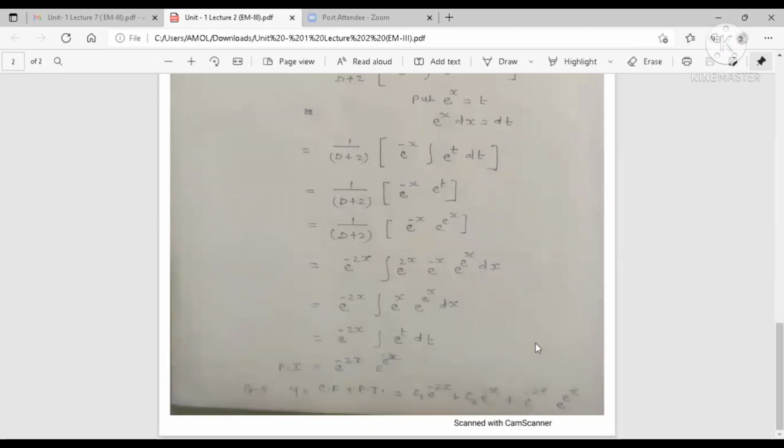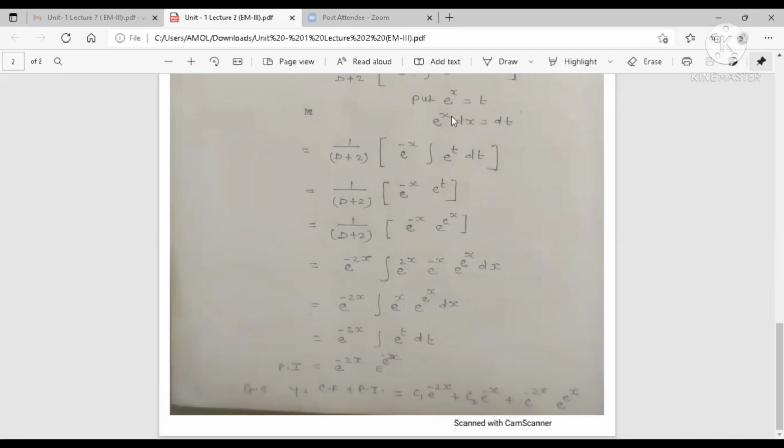Now solve for D plus 2. Again use the third formula of the general method, e raised to minus 2x into, inside the integral, e to the power 2x, and your f of x is this function now, e raised to minus x into e to the power x. Now the base is same, so addition of indices: 2x minus x is x. So the term is e to the power minus 2x into integration e to the power x into e to the power x dx.